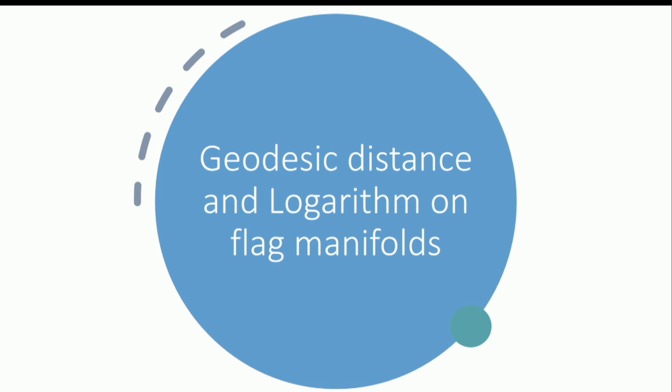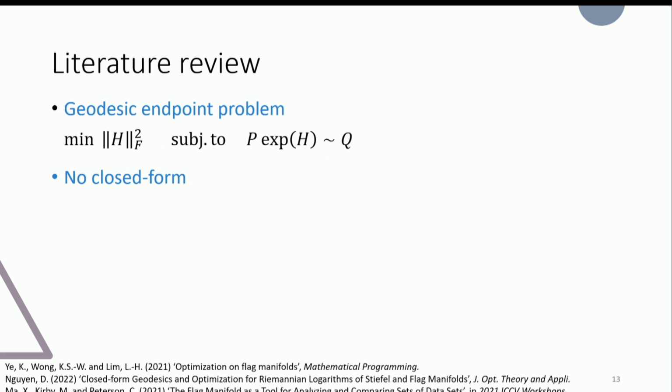Okay, so now let's go into really the heart of the contribution, the geodesic distance and the Riemannian logarithm on flag manifolds. In case you don't know them, you have to know that there are two really important quantities to have to perform geometric statistics on manifolds, and they are related to trying to find an interpolating curve of shortest length between 2 points. Usually, this is a really hard problem to solve. You formulate it as what is called the geodesic endpoint problem. So you want to find a tangent vector of minimal length that allows to link one flag to the other.